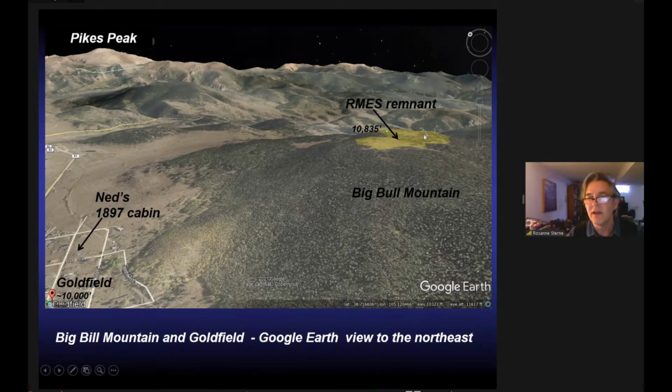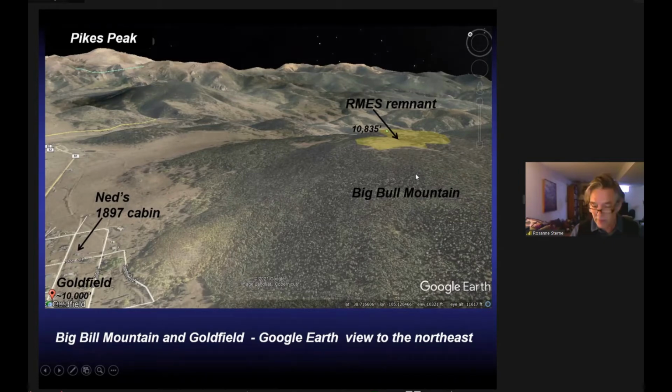gently undulating. And the top of Big Bull Mountain looks like a good candidate, and it's kind of dipping gently off to the south. And if you lie down on that surface and look up towards Pikes Peak, this kind of points up towards Pikes Peak.